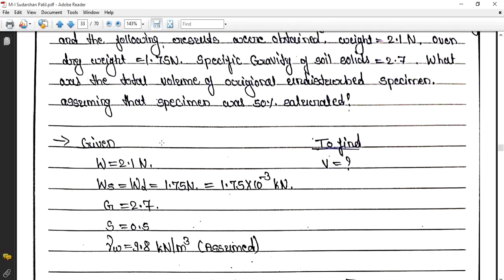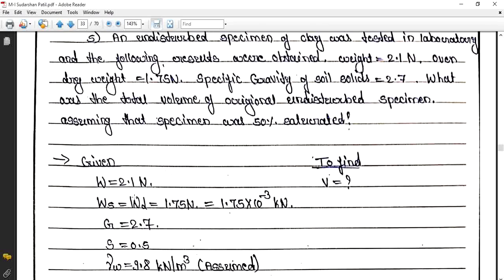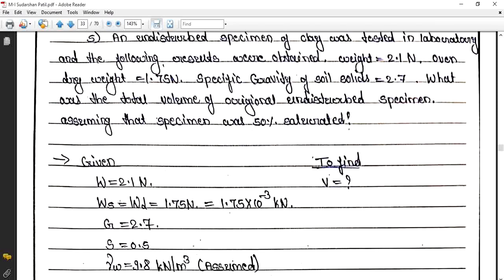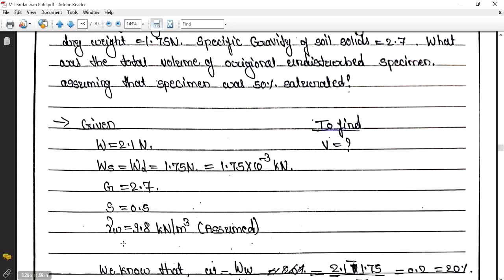So you can see, the weight they have given is 2.1 Newton. The oven dry weight they have given as 1.75. Oven dried weight is nothing but the weight of soil solids; there will be no weight of water present. So it is 1.75 Newton, which I have converted to kilonewton. G they have given as 2.7. Degree of saturation is 0.5. Gamma W is 9.81 kilonewton per meter cube, which we have to assume.